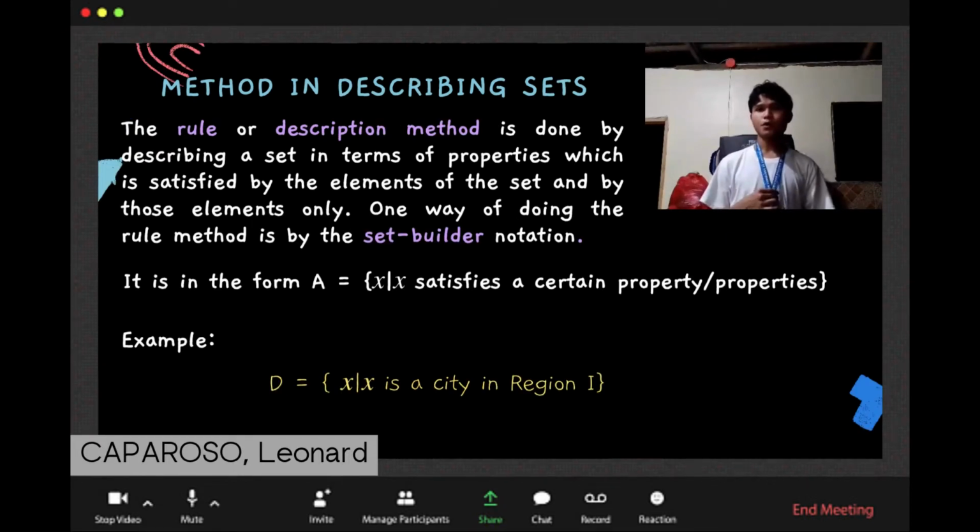The rule or description method is done by describing a set in terms of properties which are satisfied by the elements of the set and by those elements only. One way of doing the rule method is by the set builder notation. It is in the form A = {x | x satisfies a certain property}, which is read as: A is the set of all objects x such that x satisfies a certain property. An example is D is the set of all objects x such that x is a city in Region 2.